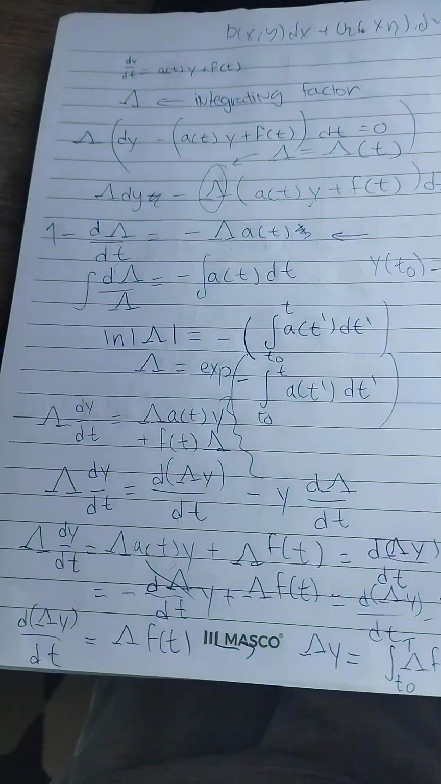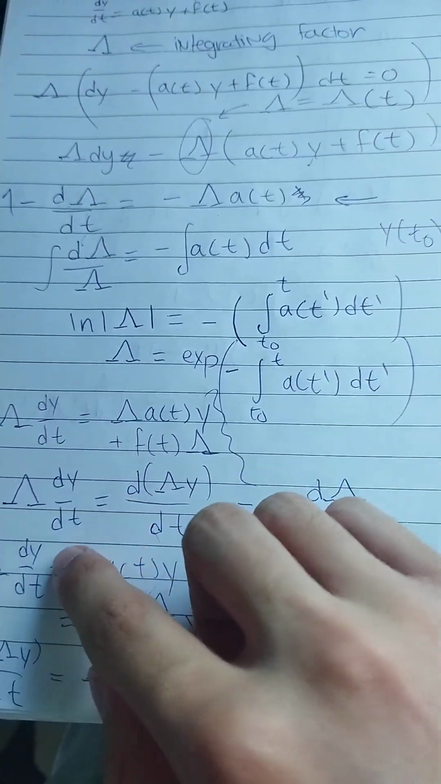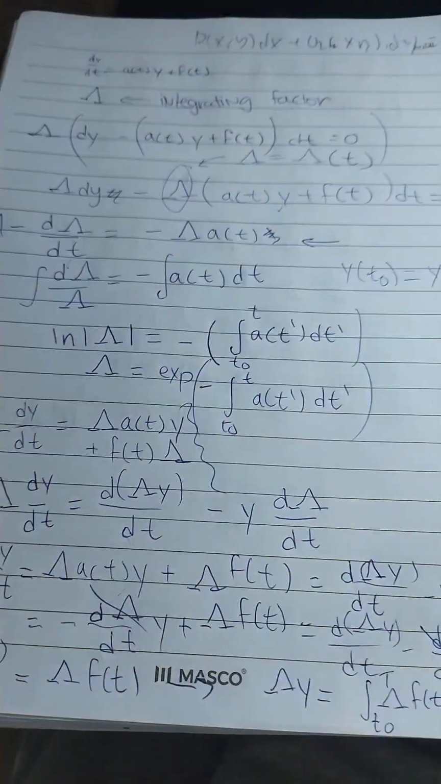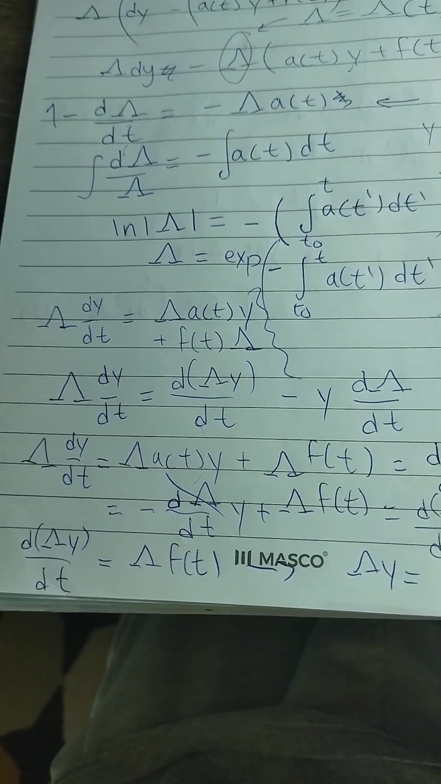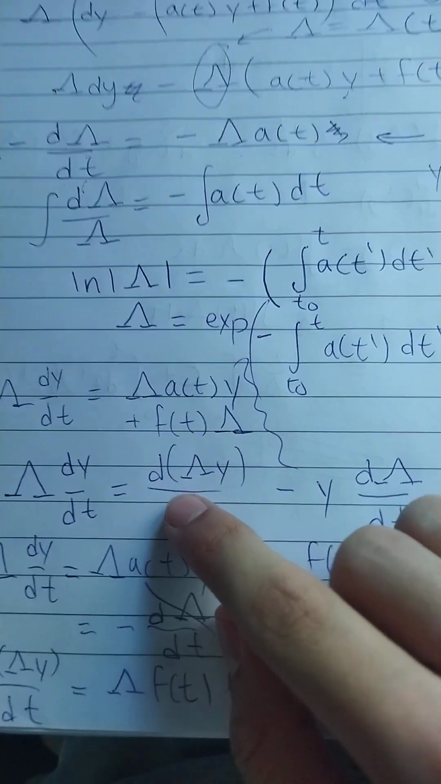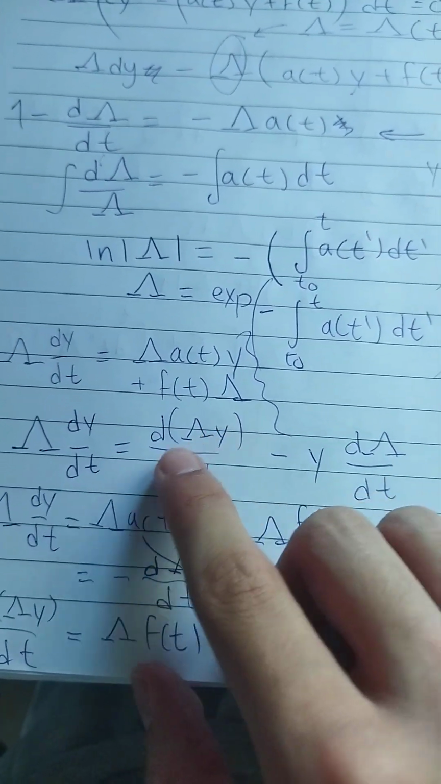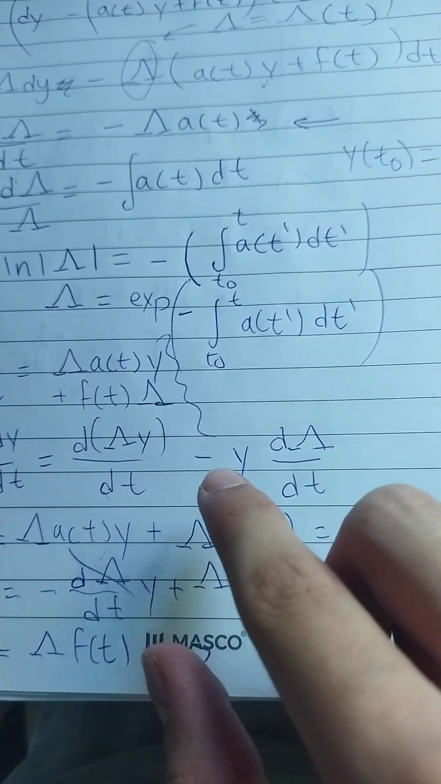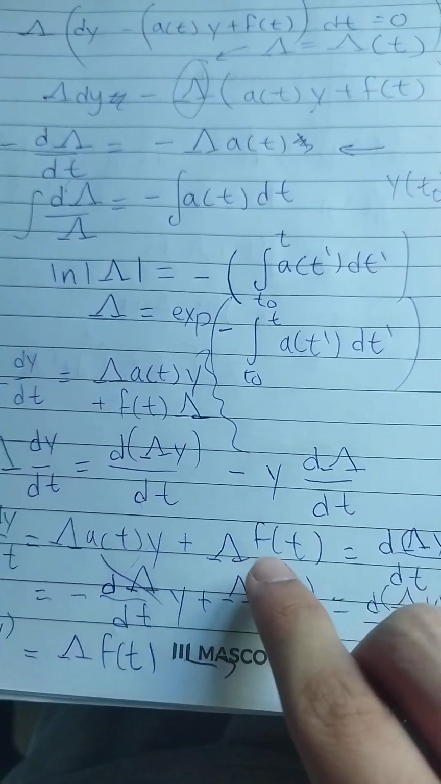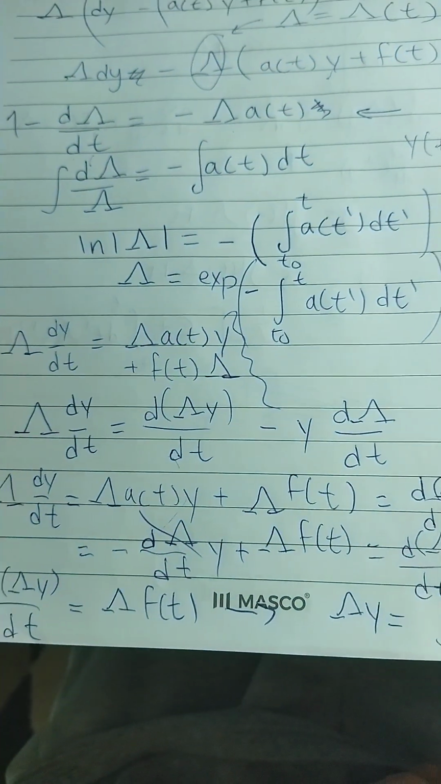And we now want to describe this term over here, lambda dy over dt. It's kind of weird, but we can take advantage of the product rule. How will we do that? Well, we take the derivative of lambda y with respect to t, which will be equal to lambda dy over dt plus y d lambda over dt. So if you solve for this, you get this relation.